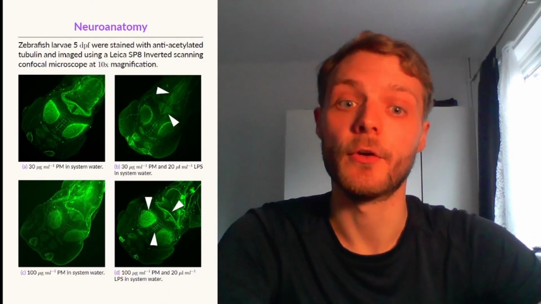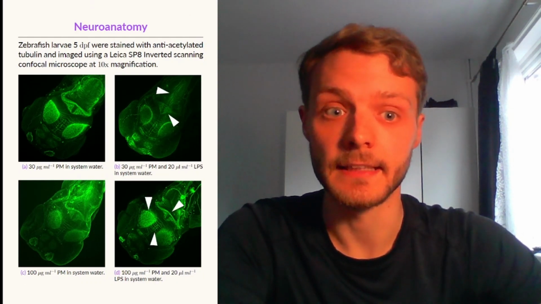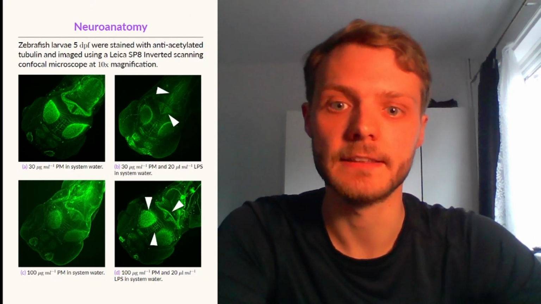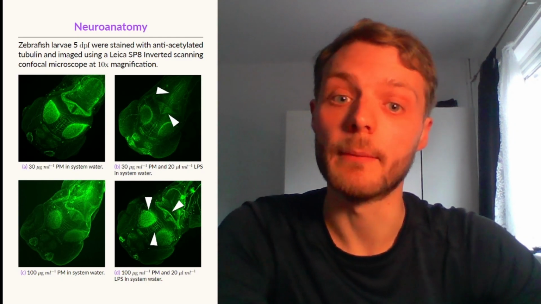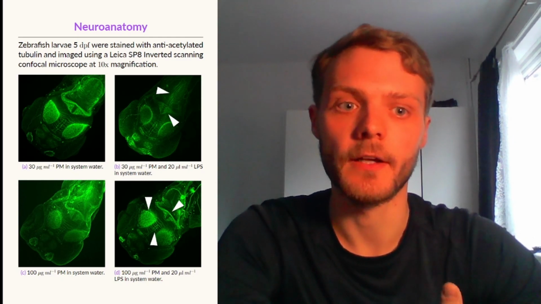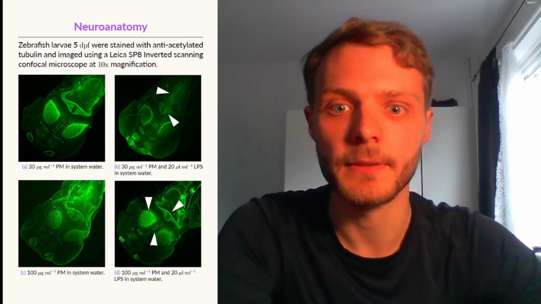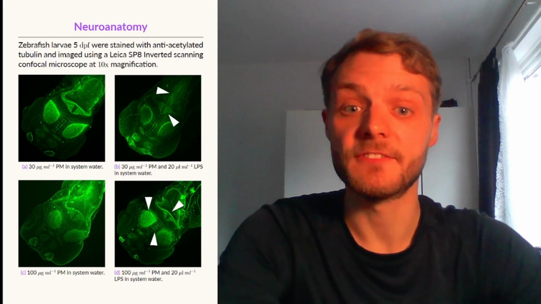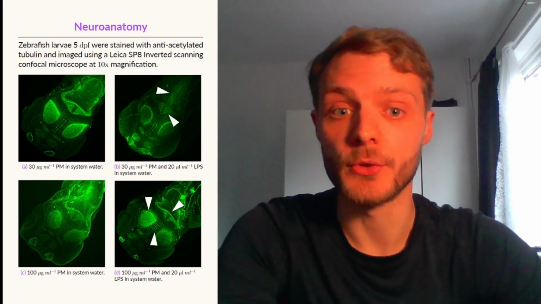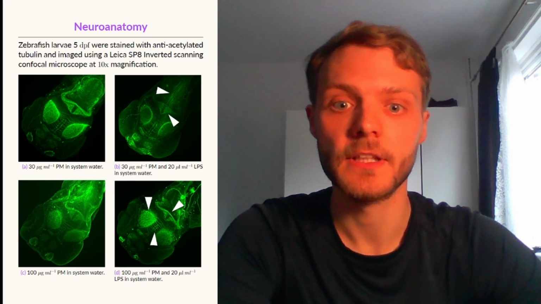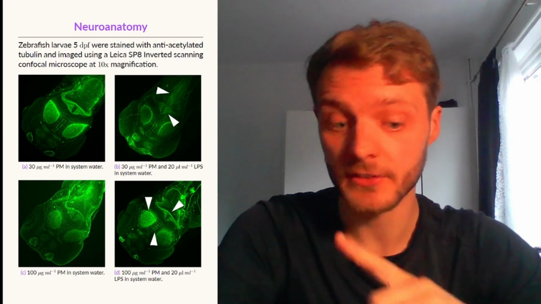And so using immunofluorescence techniques and anti-acetylated tubulin, which is an antibody that stains the axonal tracts, we were able to observe a macroscopic overview of the zebrafish neuroanatomy. Between 3 to 5 zebrafish were used in each of these experimental treatment groups, and we observed some potential differences, and these are indicated using the white arrows.